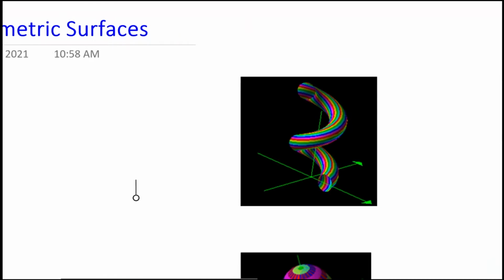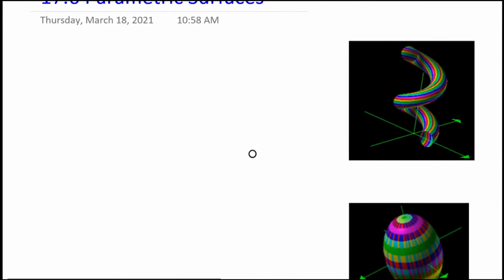Let's talk about parametric surfaces and preview these things. So far, we have done quadratic surfaces, where z is a function of x and y, which is much simpler. Let's briefly review what a vector function was before we start.